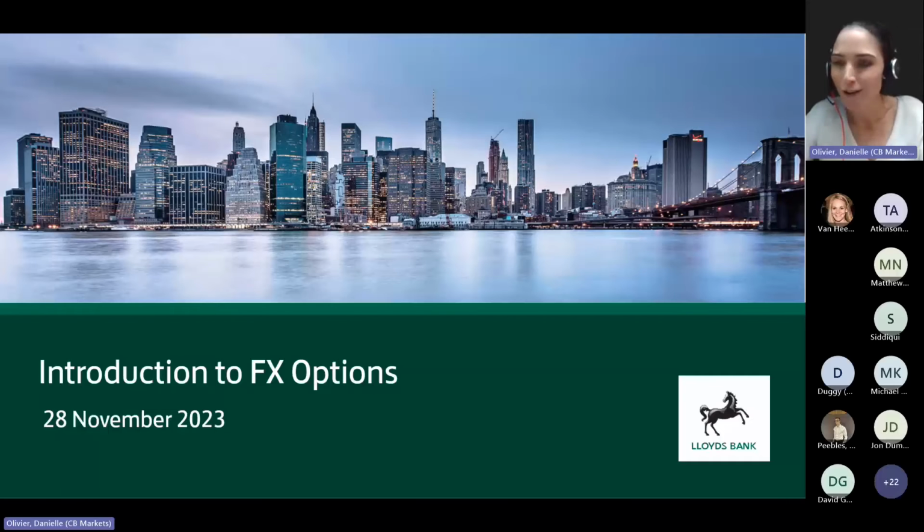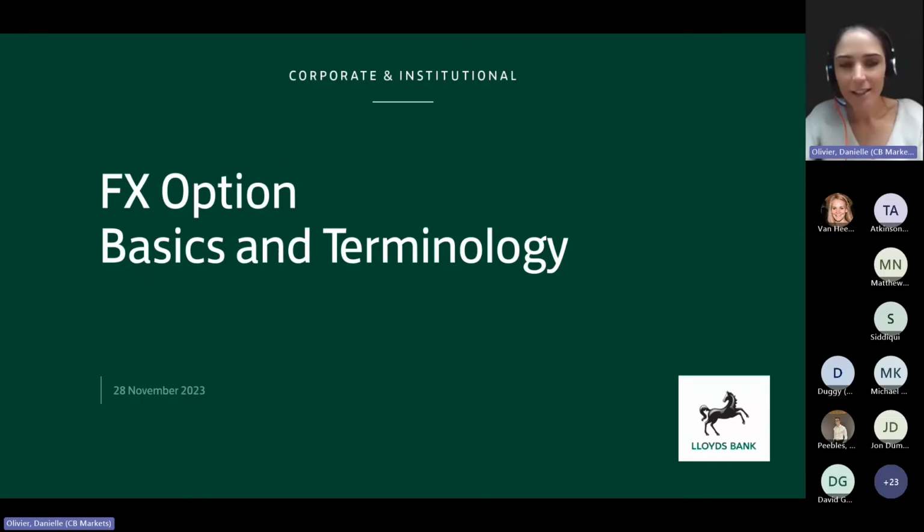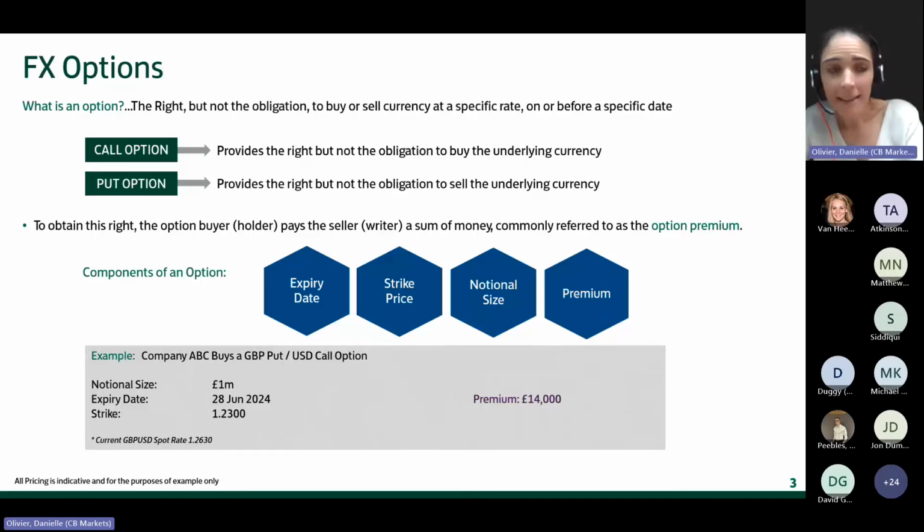Right, we have a lot to cover, so I am going to kick off. So firstly, FX option basics and terminology. So what is an option? Well, an FX option is a contract between two counterparties, so usually between the bank and a customer. It gives the owner the right, but not the obligation, to buy or sell currency at a specific rate on a specific date in the future.